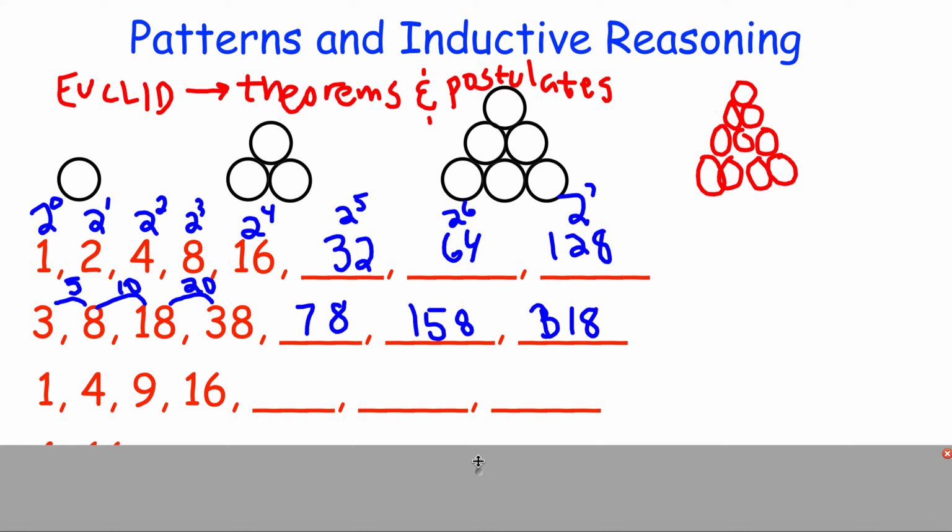This one's a little bit more difficult, but here's the pattern that I see. I see that 1 is the same as 1 squared, and I see that 4 is the same as 2 squared, and I see that 9 is the same as 3 squared, and I see that 16 is the same as 4 squared. So if I continue this pattern, I should get that this is 5 squared, which would be 25. I should get that this is 6 squared, which is 36, and I should get that this one is 7 squared, which is 49.